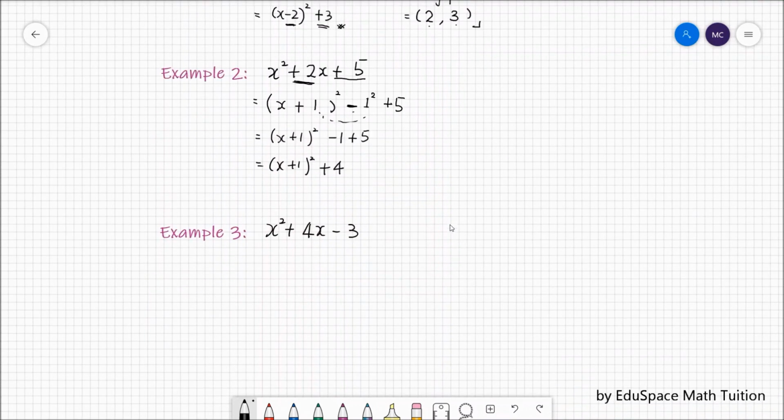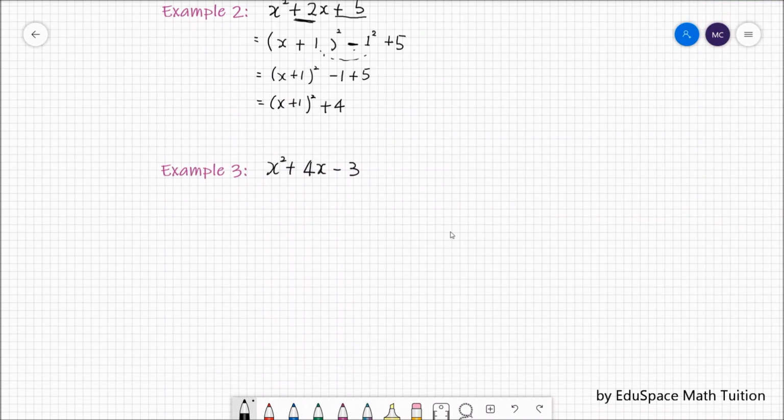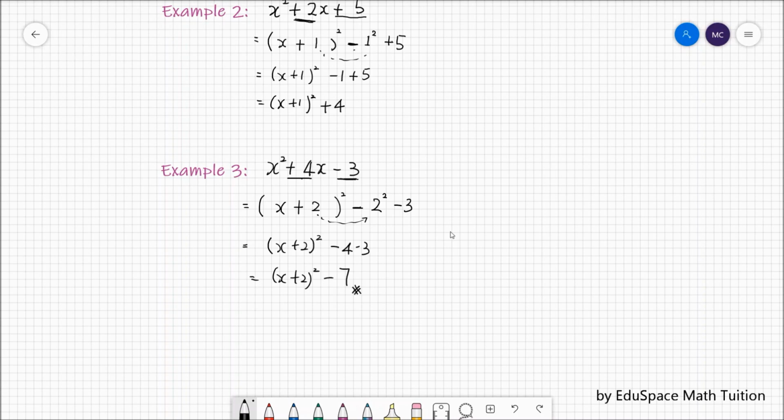Okay, let's look at example number 3. Here we have x² + 4x - 3. Again, we will start off with a bracket square with x. First, we have to make sure this is divided by 2, so I have plus 2. Next, step number 2, we must minus no matter what. Step number 3, we will do this square, so it's 2 squared. And step number 4, we have to copy completely the constant term down, which is a minus 3. Then next, we are going to simplify. So this is (x + 2)² - 4 - 3. So this will give us (x + 2)² - 7. Therefore, this is our final answer for the completing the square form of our original quadratic function.